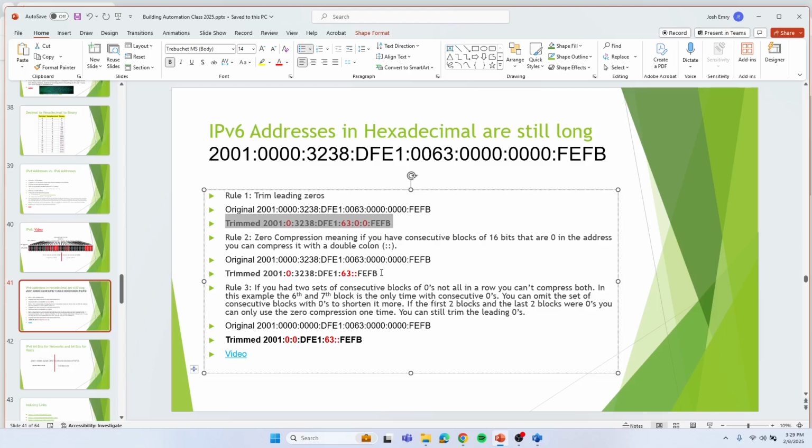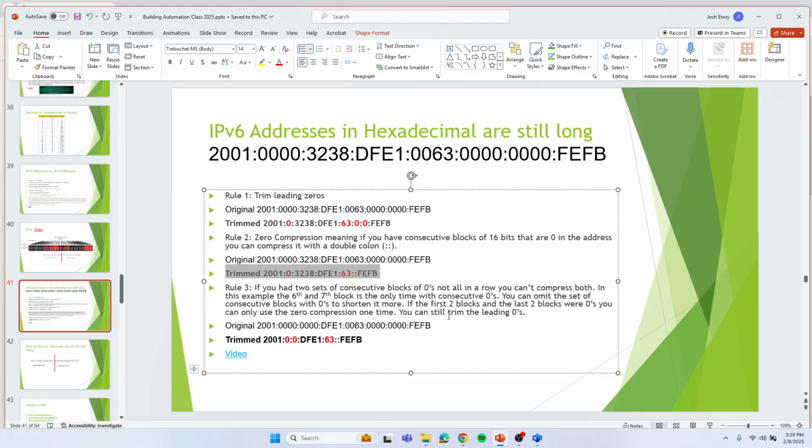So you can trim this address down. You can still trim the leading zeros here, trim the leading zeros here. And then these two, since there's all zeros, we can turn that into a double colon. So we can trim that address down to this.